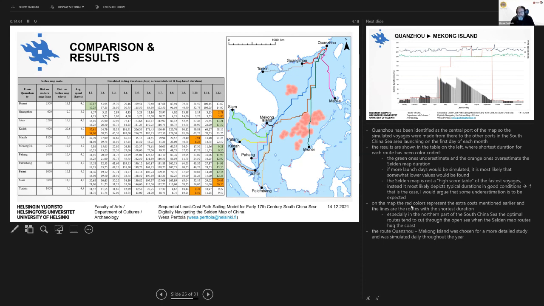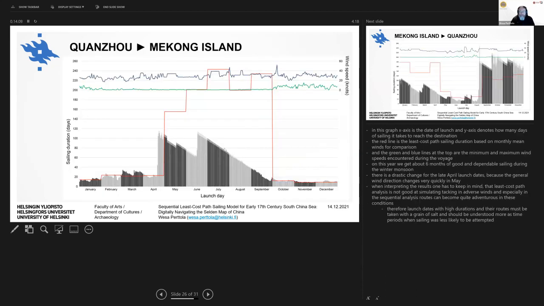The route Zhuangzhou Mekong Island was chosen for a more detailed study and was simulated daily throughout the year. In this graph, the x-axis is the date of launch, and the y-axis denotes how many days of sailing it takes to reach the destination. The red line is the least cost path sailing duration based on a monthly mean wind for comparison. And the green and blue lines at the top are the minimum and maximum wind speeds encountered during the voyage. On this year, we get about 6 months of good and dependable sailing during the winter monsoon.